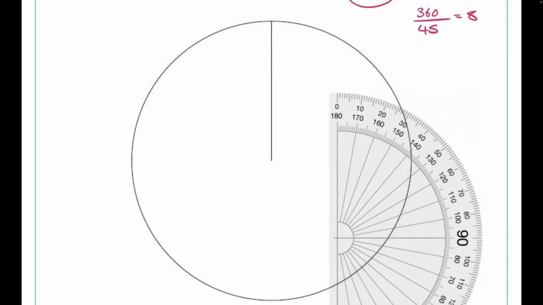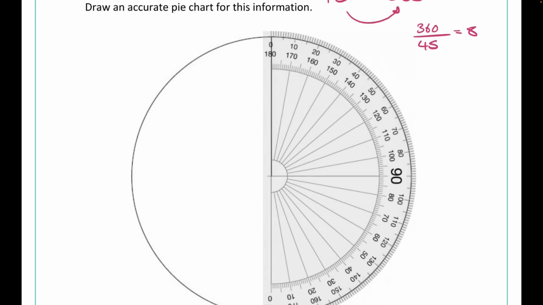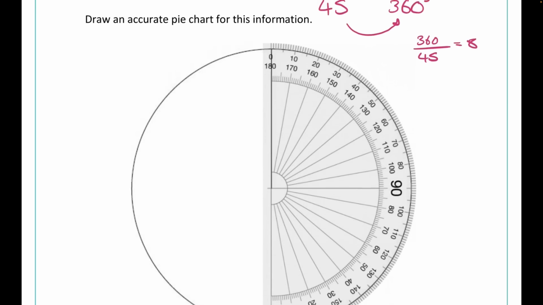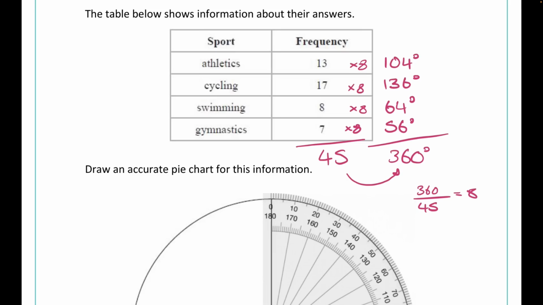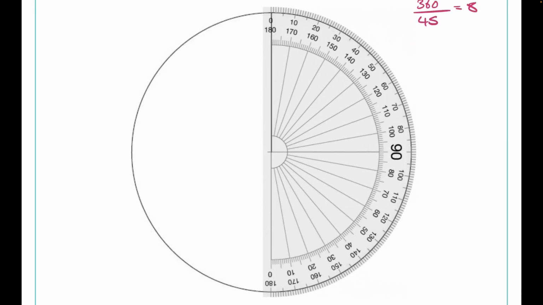So if we bring our protractor into the pie chart, lining up the crosshair with the centre of the circle, we can then plot our first amount of degrees, so that's 104. Now I am measuring clockwise here, so I'm going to use the outside numbers. I'm going to go down to 104. I'm going to mark a point there really clearly so that I can see where that's going to be.